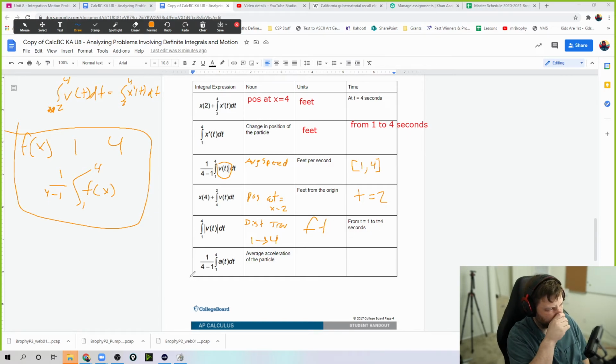Your last one right up here gives you the average acceleration of the particle. Oh, I should have read that above. Now your average acceleration should be in feet per second squared, because we're talking acceleration still. And then we're still doing it from 1 to 4 seconds. Good table to read. Good activity. Questions on that before I move on?